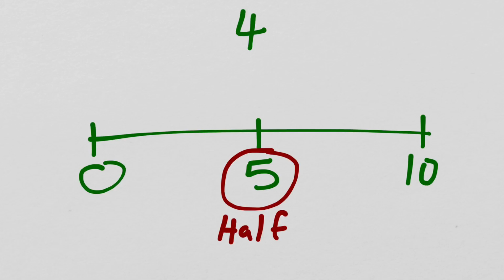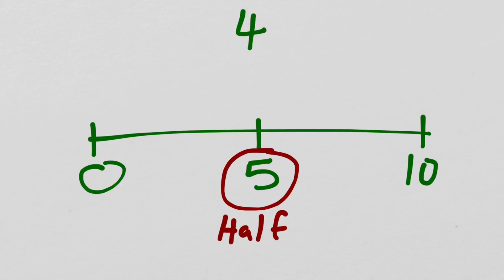So if, for instance, I want to put 4, and I want to round it to the nearest 10, if I count in tens and I start at 0, I go 0, 10, 20, 30, so on. Well, 4 is right between 0 and 10, so it'll either be rounded down to the 0, or it'll be rounded up to the 10. It depends on where it is.